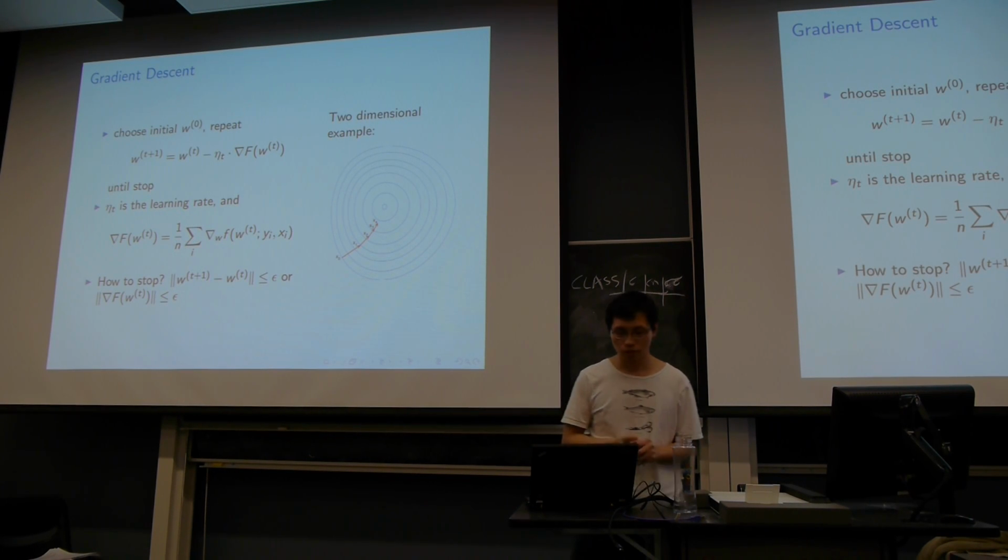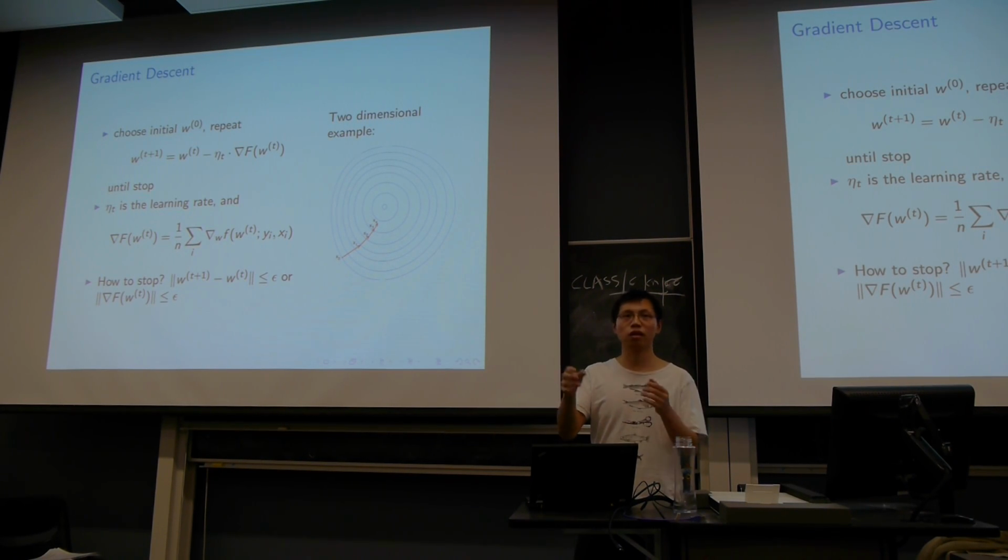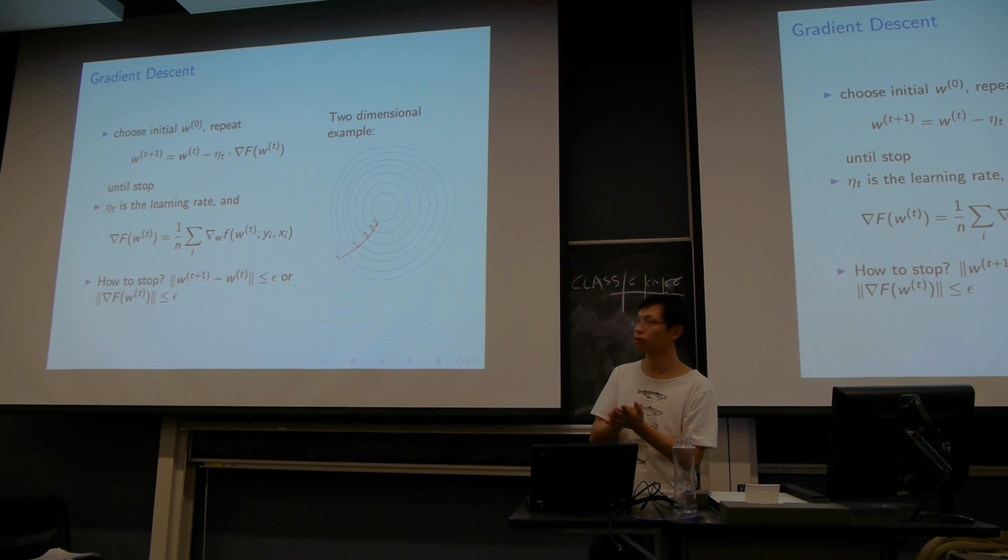Now how to stop? For example, if after some steps we find the new position is quite near the old position, probably we have reached a stable point, because each time we reduce the objective value. Also, we can check the value of the gradient. If the gradient is equal to 0, surely you cannot go any further. So with these two criteria you can stop, maybe when the values are very small.